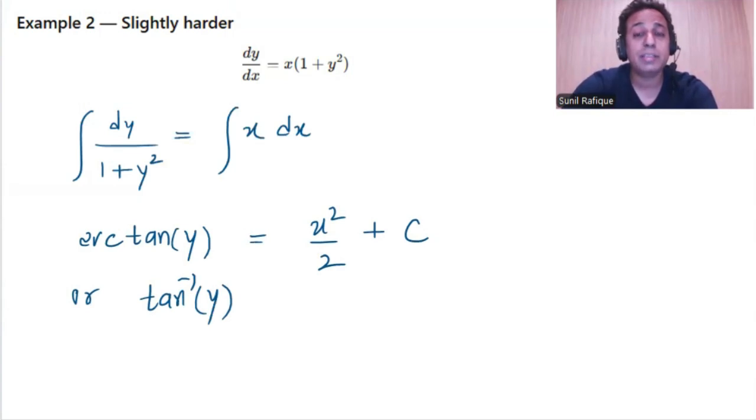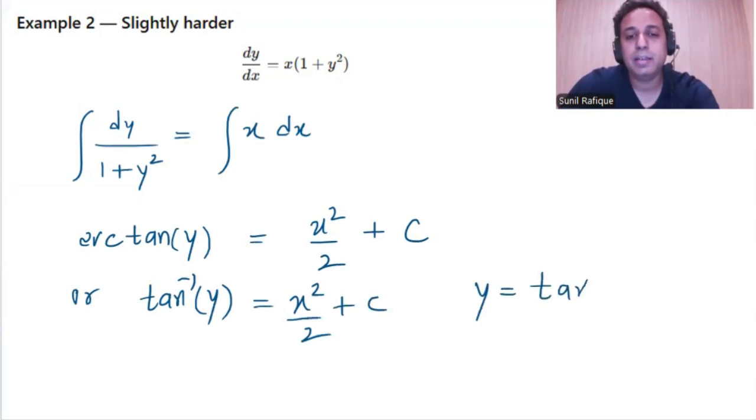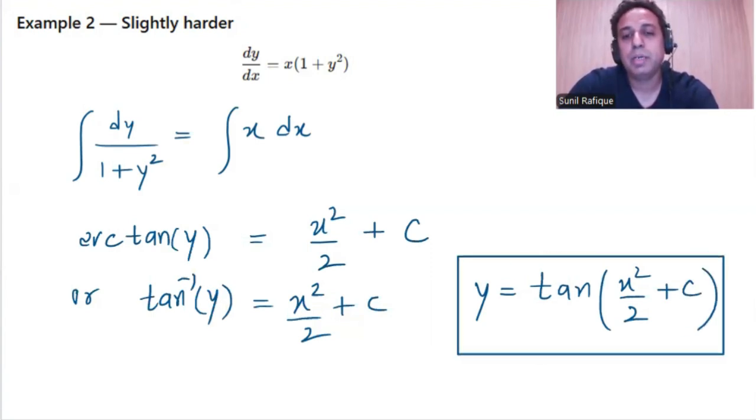If you want to write the solution like y in terms of x, what you can do, you can write y equals tan of x squared over 2 plus c. And that is your general solution, y in terms of x. Again, no condition was given to evaluate the constant. Let's take a look at the next situation.